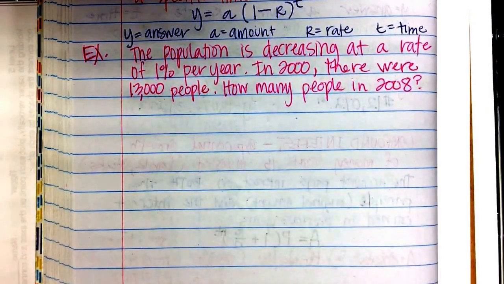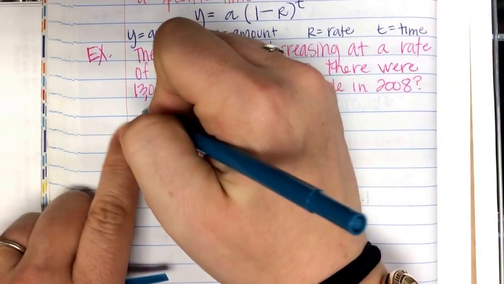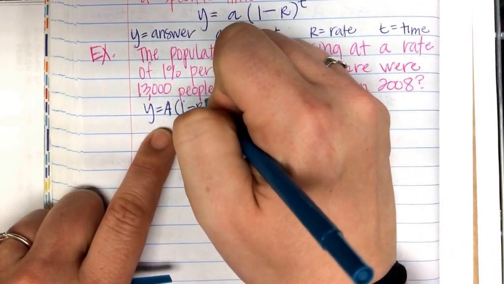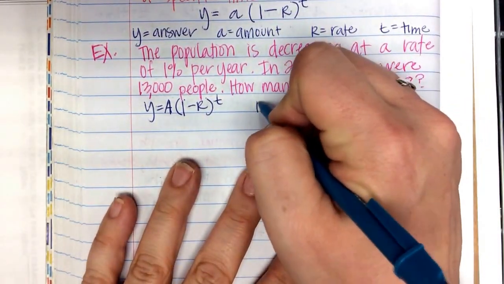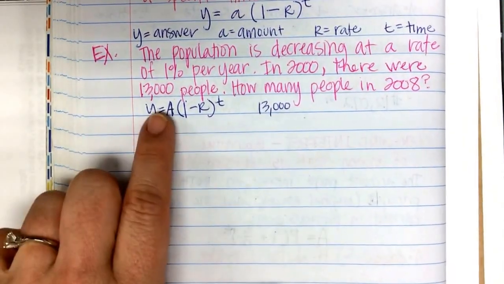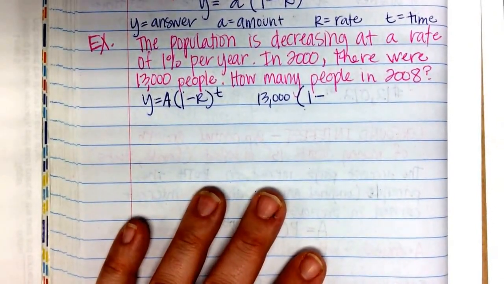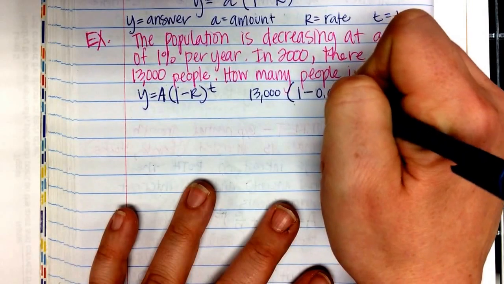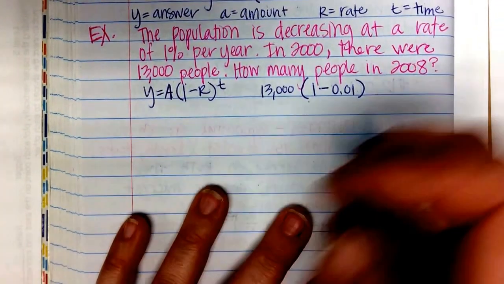So let's substitute. What goes where? In the formula, y equals a times 1 minus r to the power of t. What goes where? 13,000 is my population, so that's my amount. 1 minus, what's my rate? Yeah, it's 1%, but I can't put 1, correct? I have to put it as a decimal, a percent value. And what's my time frame? 8 years.